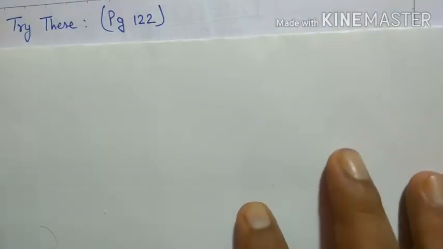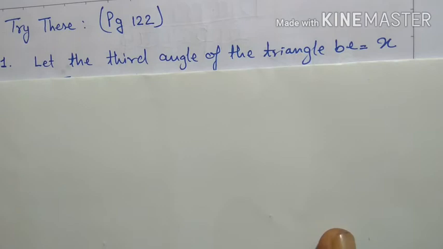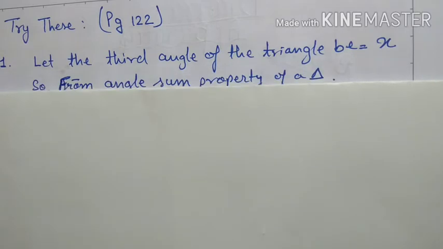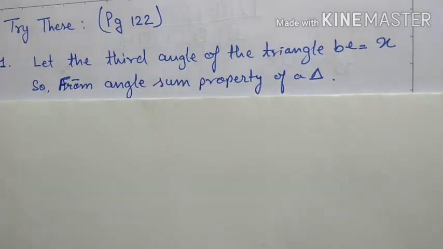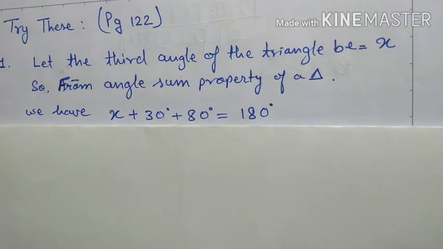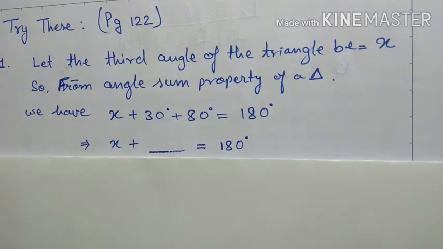First of all, we have to start with this. Let the third angle be x. From the angle sum property of a triangle, we know that all the three angles add up to give 180 degree. So x plus 30 plus 80 will be equal to 180 degree. After this, you have to solve this equation, x plus the blank equal to 180 degree. Find the value of x and tell the answer, what is the third angle.